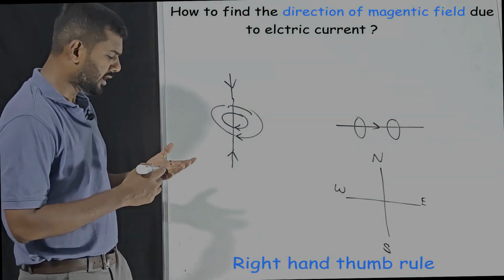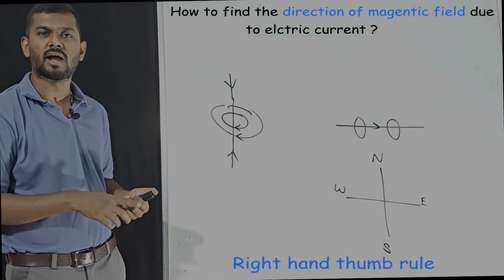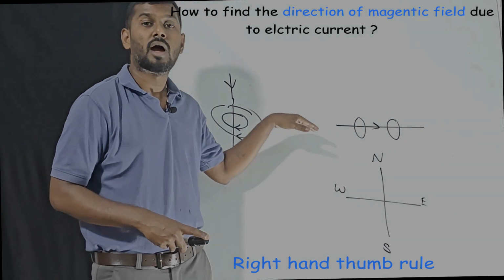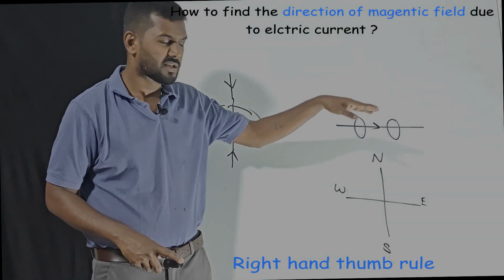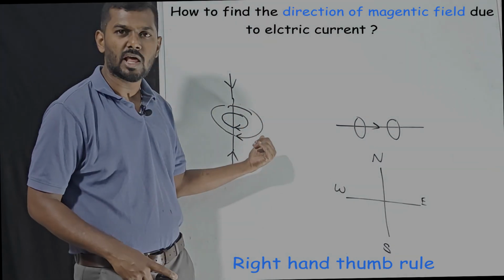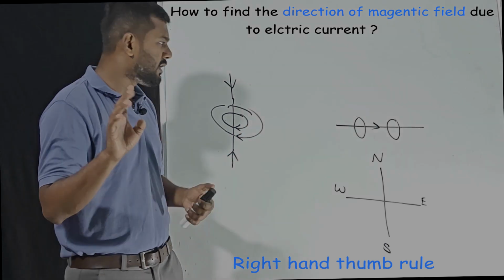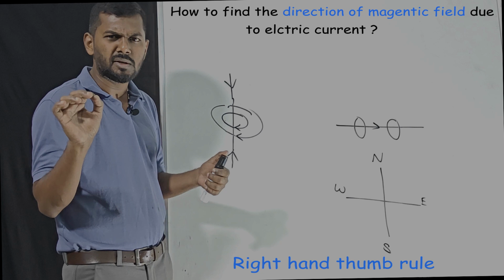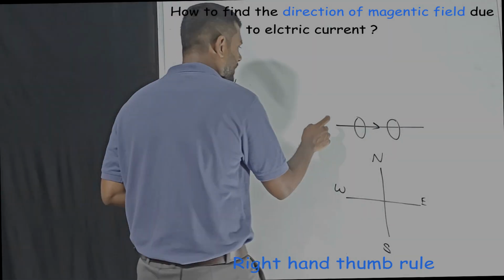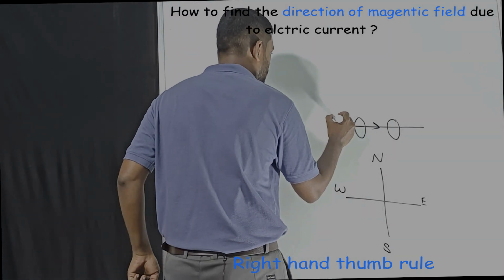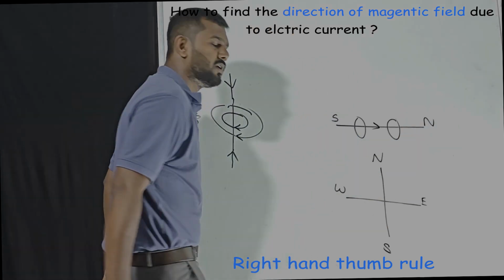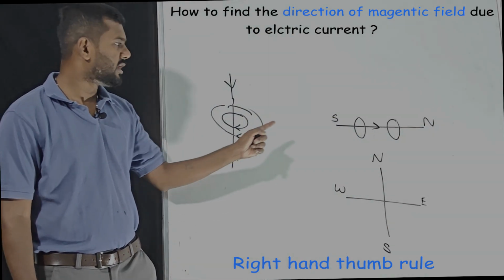Here we are not going to talk about whether it is clockwise or anti-clockwise. When the conductor is horizontal like this, we don't talk about clockwise or anti-clockwise. We talk about south, east, west, north, south. Now listen, most of the time, 99% of the time, they will tell whether this is south and this is north, south and north. So then you will get confused.